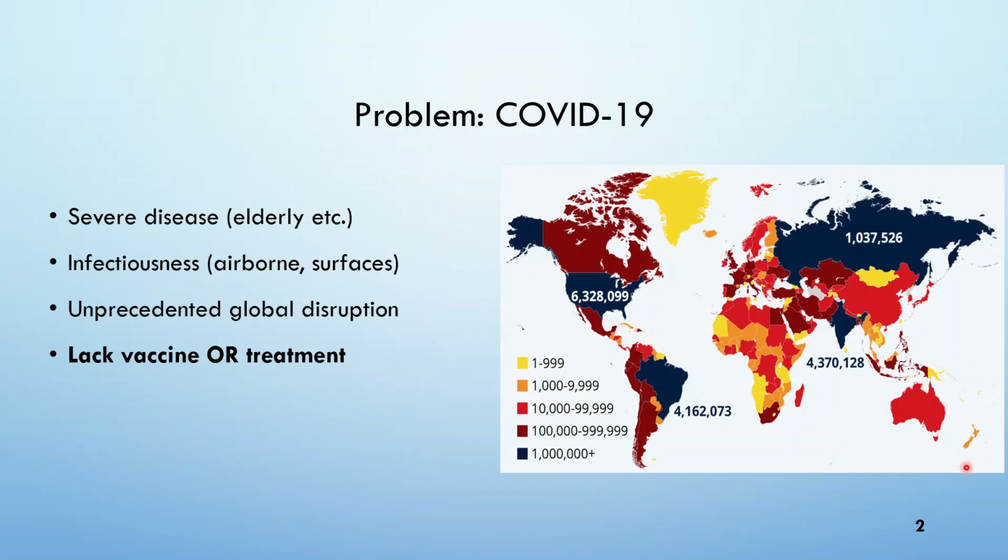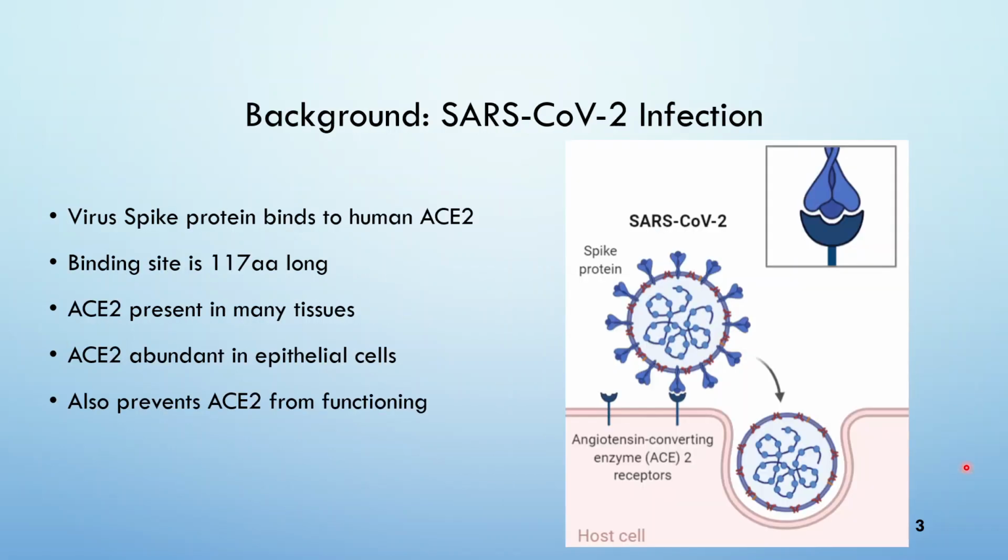But the actual problem, other than a lack of vaccine, is the lack of treatment. If there is treatment, the disease will not be as fatal, and you no longer need such strict lockdown measures. So to create a treatment, we must first understand how the infection occurs.